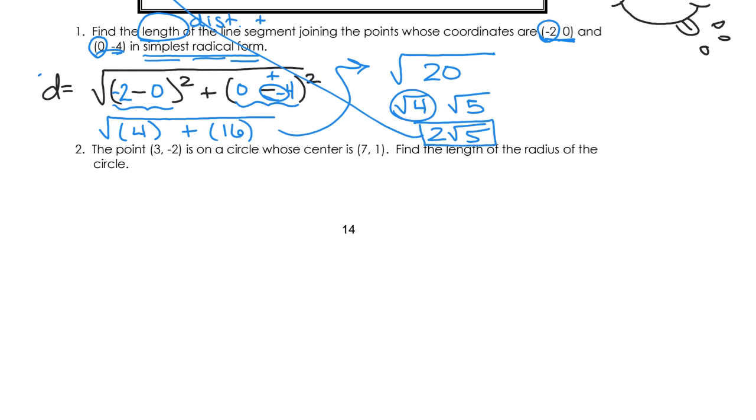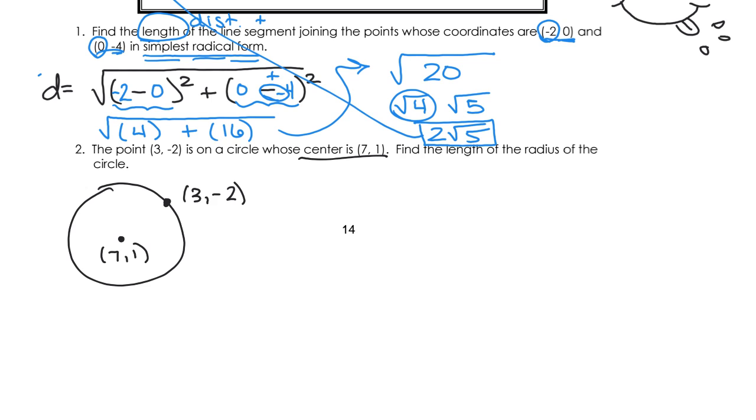In number 2, guys, we have the point (3, -2) on a circle whose center is at (7, 1), and they want you to find the length of the radius of the circle. I'm going to give you a little visual first. Pick a point on a circle and call it (3, -2). The center of the circle, right here, has coordinates of (7, 1). They want you to find the length of that radius. Length is the same thing as distance, so they want you to find the distance between those two points.